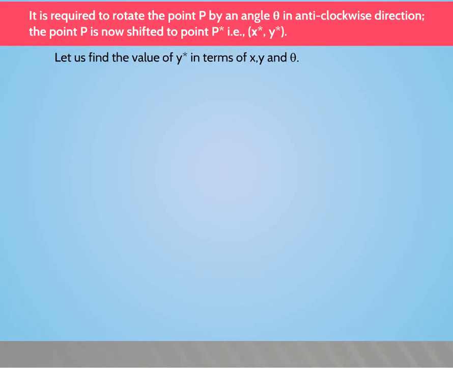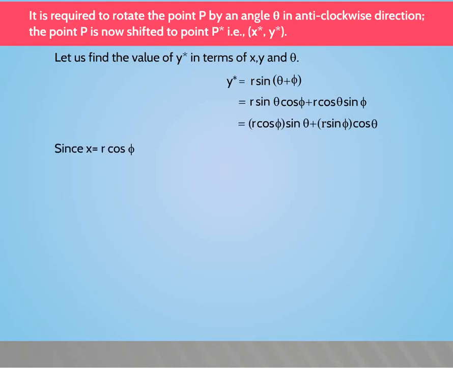Let us find the value of y asterisk in terms of x, y and theta. Y asterisk is equal to r sin of theta plus phi, which is equal to r sin theta cos phi plus r cos theta sin phi, which is equal to r cos phi into sin theta plus r sin phi into cos theta.